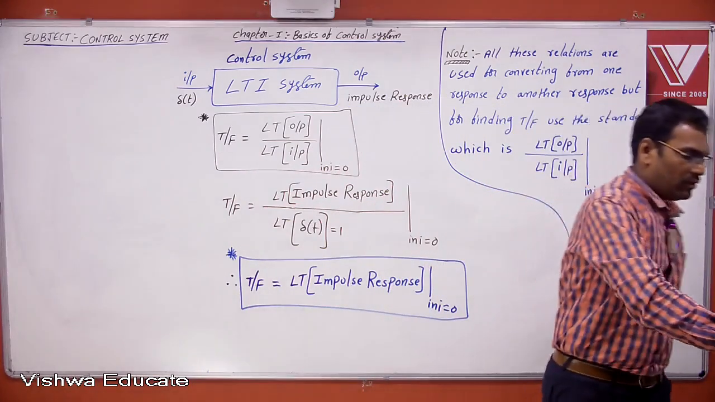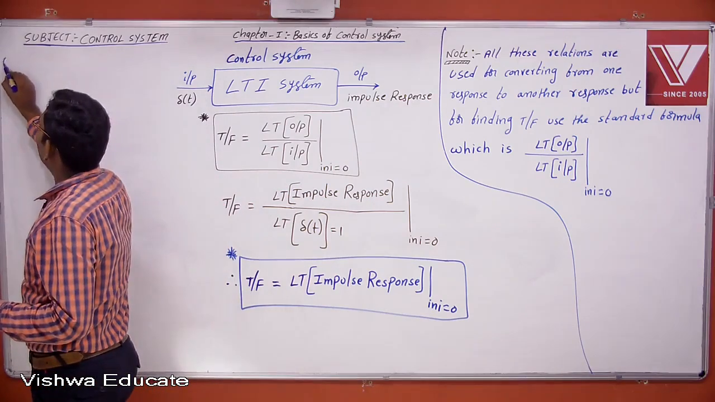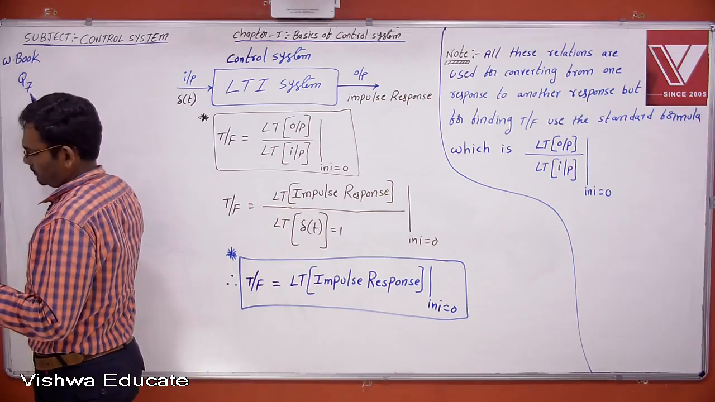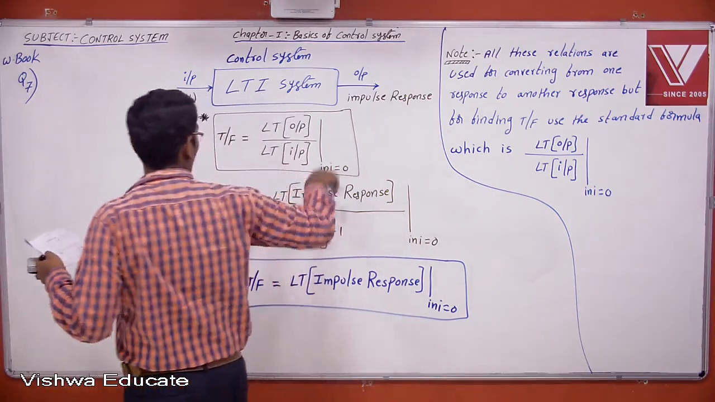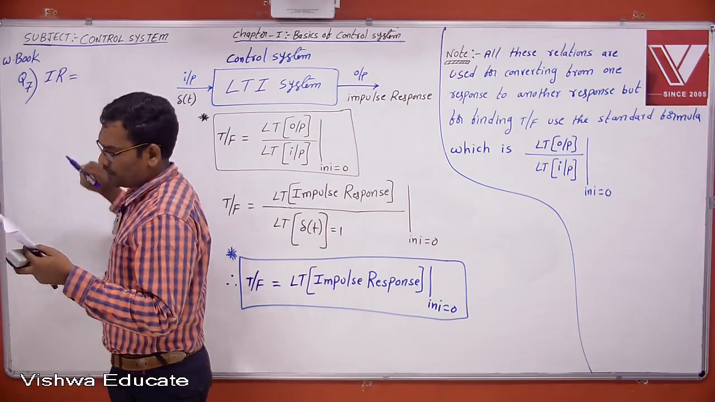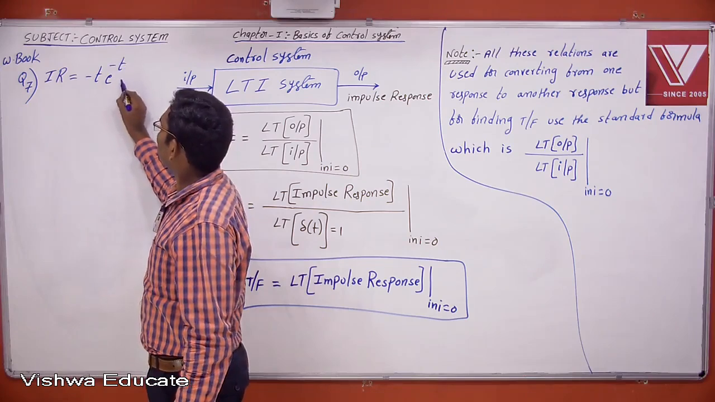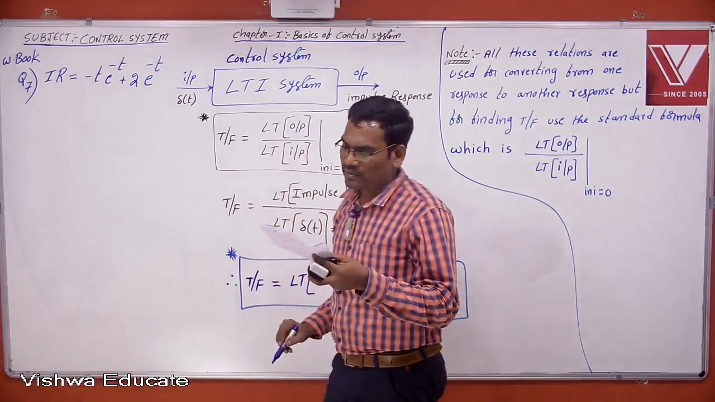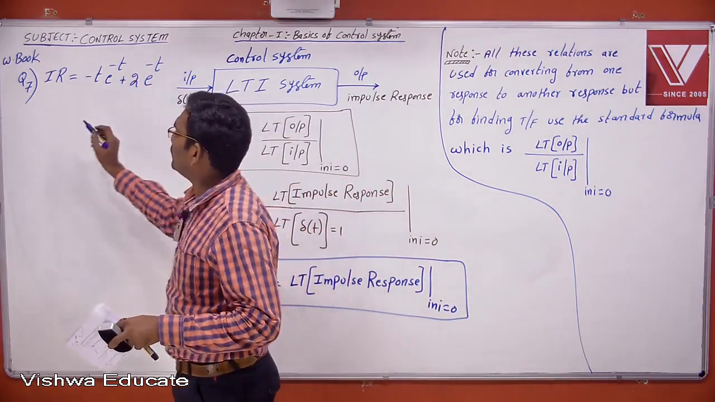Now, based on that, we'll solve one question in our workbook, question number 7. Based on this concept, the impulse response of the control system is given as minus t into e power minus t plus 2 into e power minus t. The impulse response of the linear time invariant system is given.